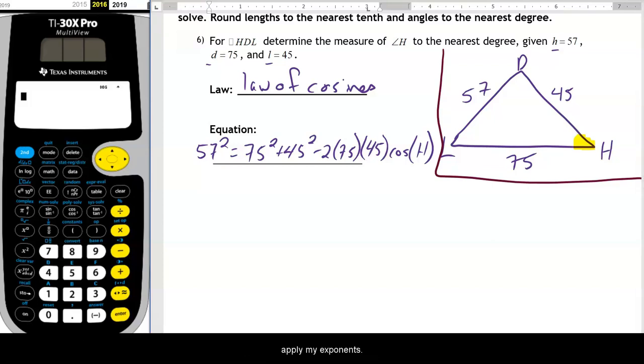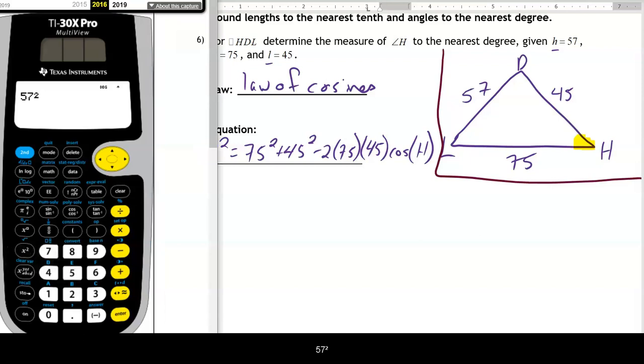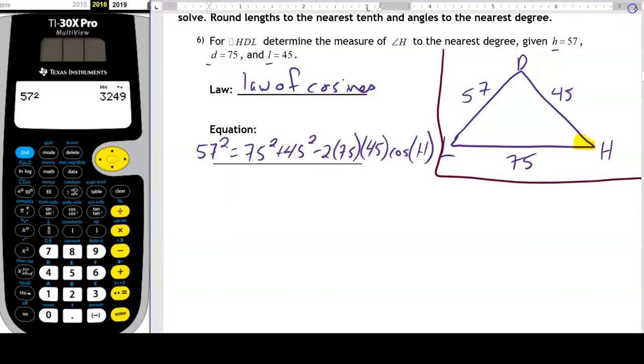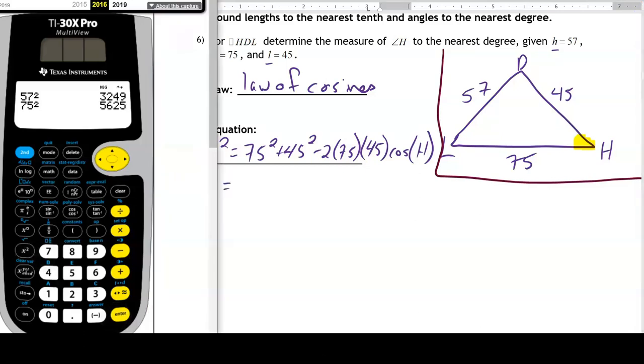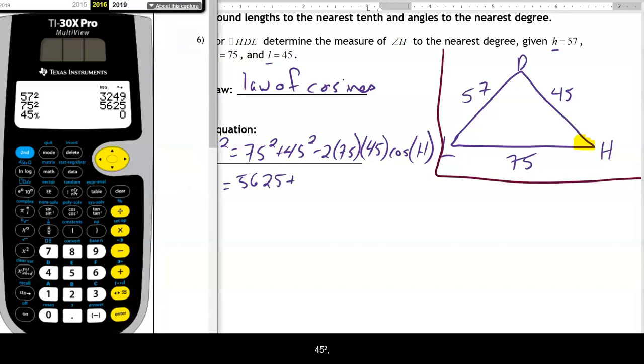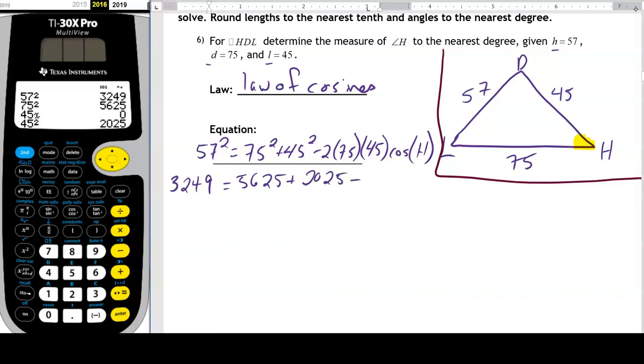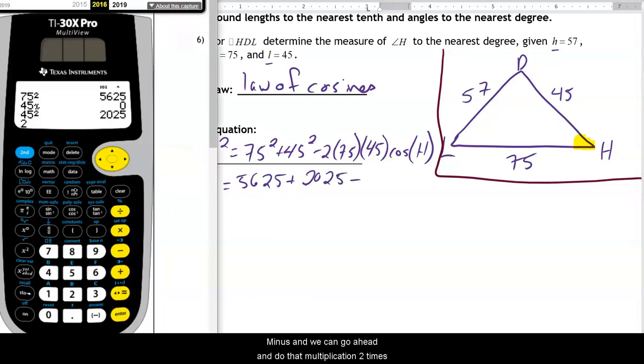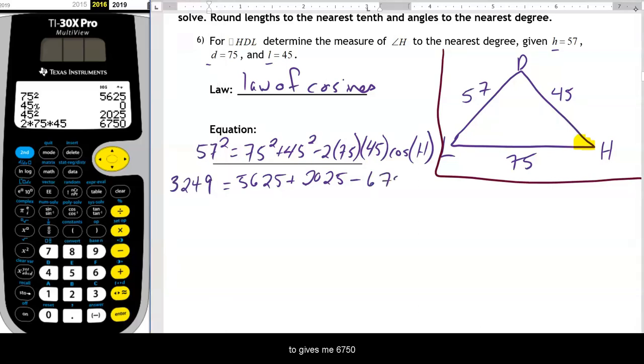So I'm going to go ahead and apply my exponents. 57 squared is 3,249. 75 squared, 5,625. 45 squared, 2,025 minus, and we can go ahead and do that multiplication, 2 times 75 times 45, which will give me 6,750 times cosine H.